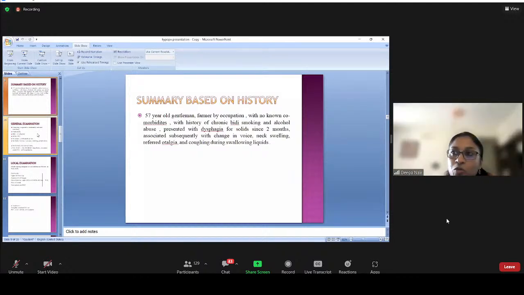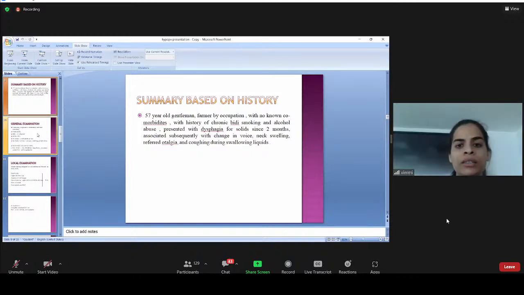Why do you call this a supraglottic and a hypopharyngeal primary? Can you give some reasons? Yes, ma'am. The first symptom that my patient presented with was a foreign body sensation in the throat, followed by difficulty in swallowing solids, which is more common with a hypopharyngeal malignancy and can also be present in a supraglottic cancer. Dysphagia followed by change in voice supports that. Referred otalgia is also present in a number of cases of hypopharyngeal cancer. About 75% of advanced hypopharyngeal malignancies can present with referred otalgia.